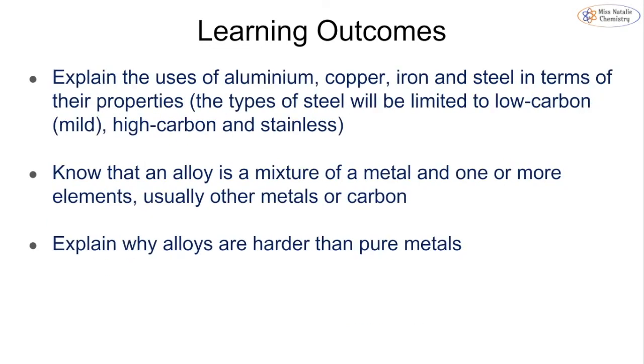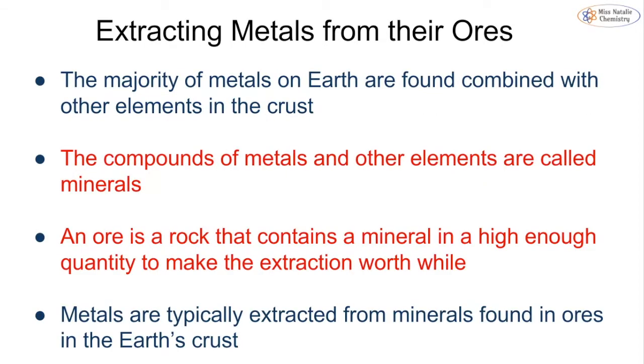We're also going to be looking at the uses of alloys and what an alloy is and why they are sometimes preferred to metals. So, metals can be found in the earth and they are generally combined with other elements in the crust. So any compound of metals and these other elements are called minerals. And they're typically found in oxides or sometimes in chlorides. And minerals are found usually in rocks, and we call these rocks an ore.